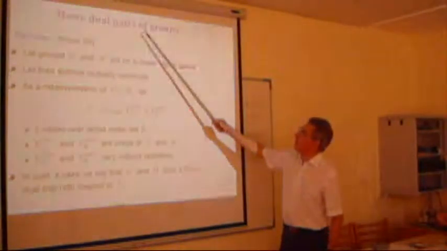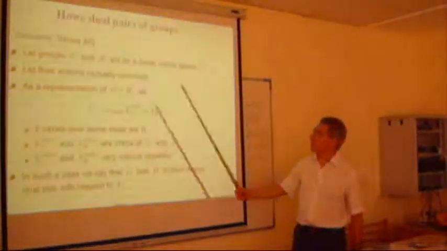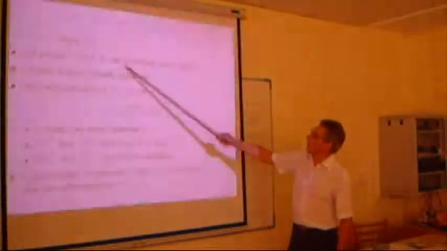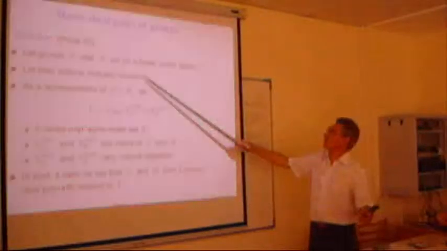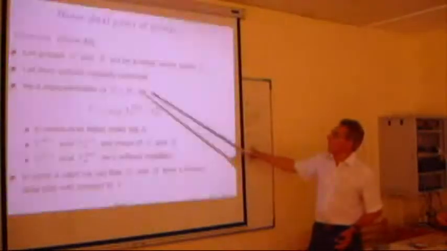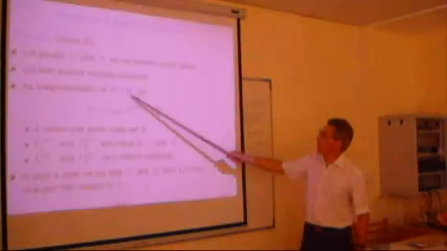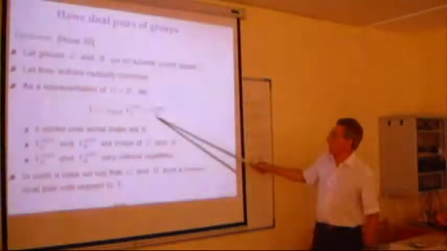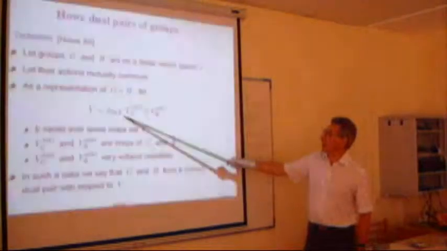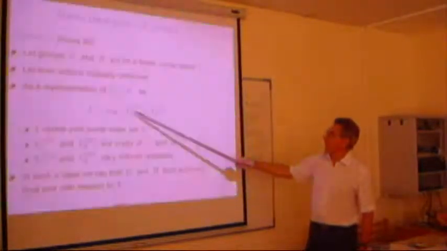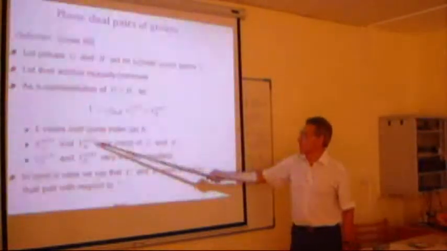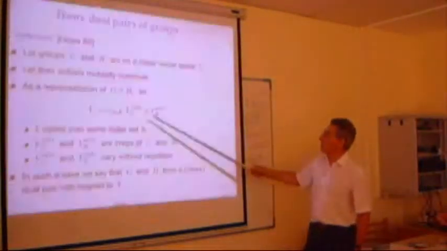I want to use the notion of dual pairs of groups to get information on these characters. So let G and H act on a linear vector space. They mutually centralize one another. It's not just commuting. And as a representation of G cross H, let V split up in this way, in which K varies over some index set, and lambda K and mu K are irreducible representations of G and H uniquely determined by K.